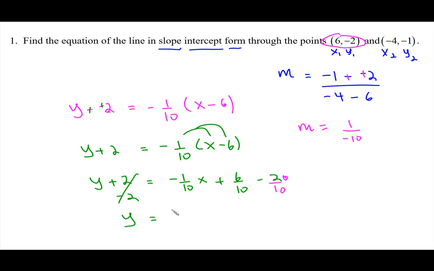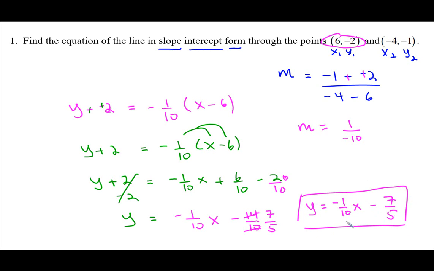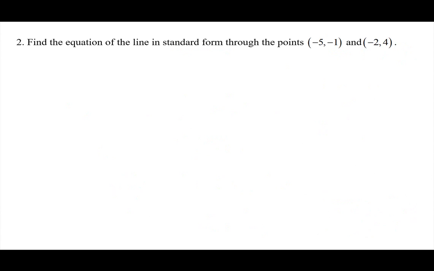I simplify this, I get negative 1 over 10x. I simplify this, that gives me negative 14 over 10, and I can reduce that by dividing top and bottom by 2, to get 7 over 5. So my equation is y is equal to negative 1 over 10x minus 7 over 5. That's the equation of the line in slope-intercept form. Alright, let's take a look at our second example here.